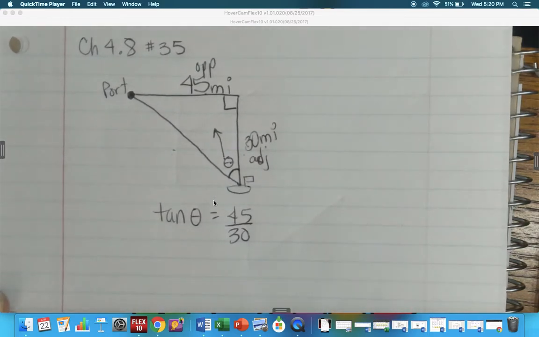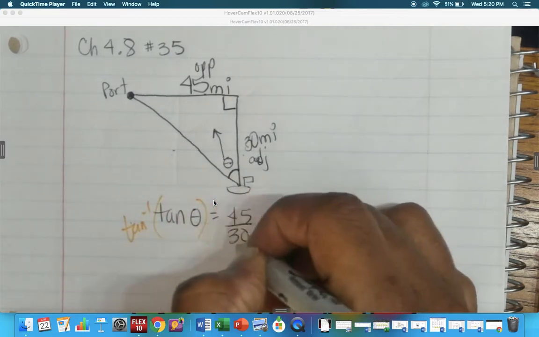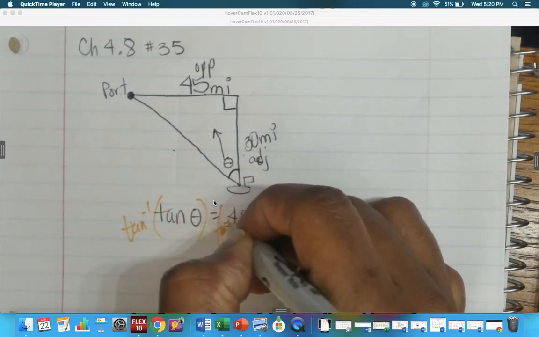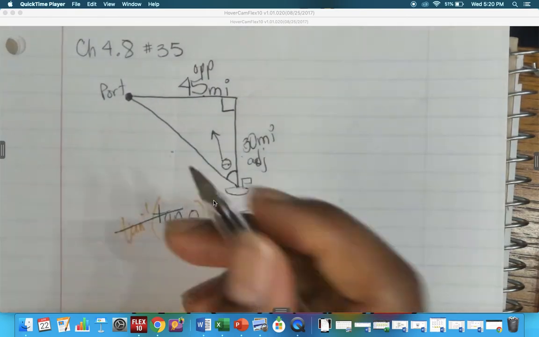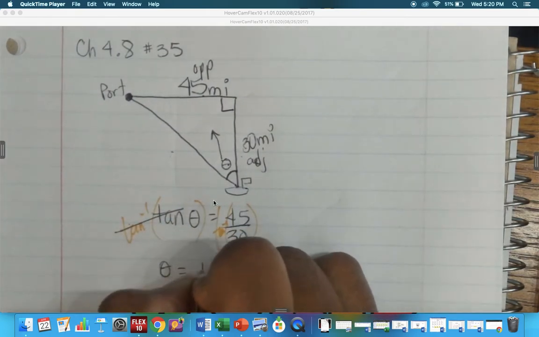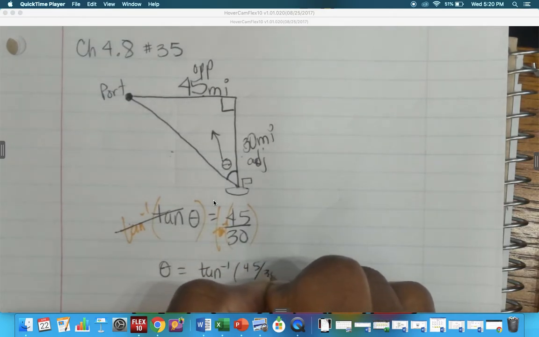All right, and so I'll just use tan inverse. If I take tan inverse of both sides, let's say tan inverse of the left side, try to squeeze it in, tan inverse of the right side. That means that my tangents go away and I have theta equals tan inverse of 45 over 30.